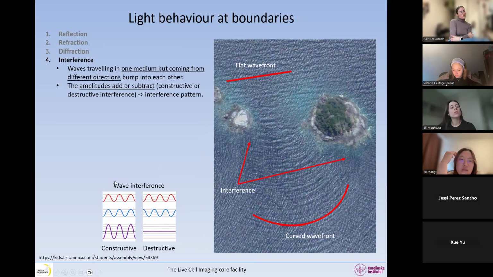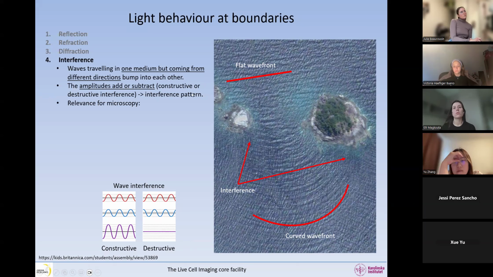And so, yes, I'm sure you remember this from your school class, that if the waves are in phase with each other, so they oscillate in the same way, they will become bigger. So this is constructive interference. And if the waves are out of phase, they will destruct each other, let's say. So it will be destructive interference, where we have a smaller wave or no wave at all in these areas. So the amplitudes add or subtract. So it's constructive or destructive interference. So we get an interference pattern here at these places.